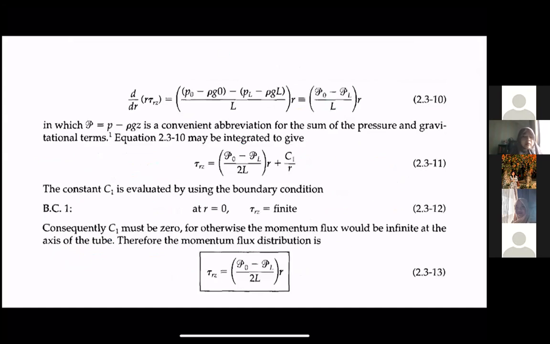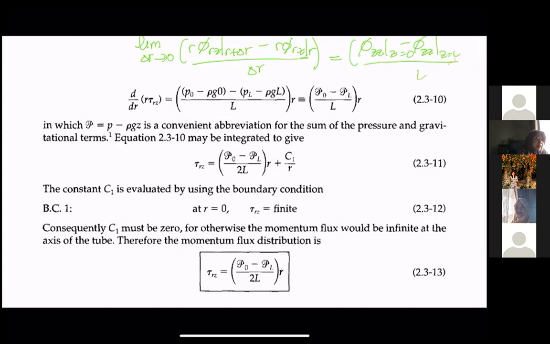Okay. So first we have the limit as delta R goes to 0 of RC RZ at R plus delta R minus RC RZ at R, divided by delta R, and then equal to CZZ at Z equal to 0 minus CZZ at Z equal to L, divided by L, plus rho G R. Okay, that one there.